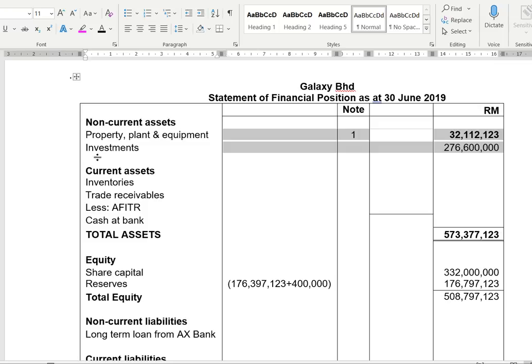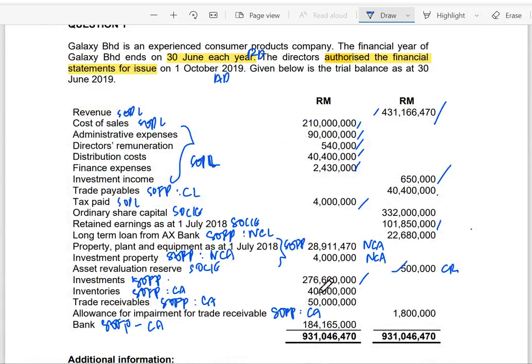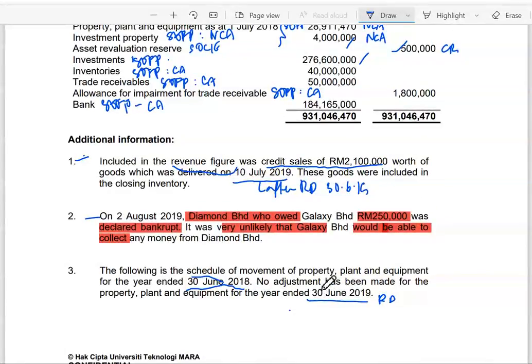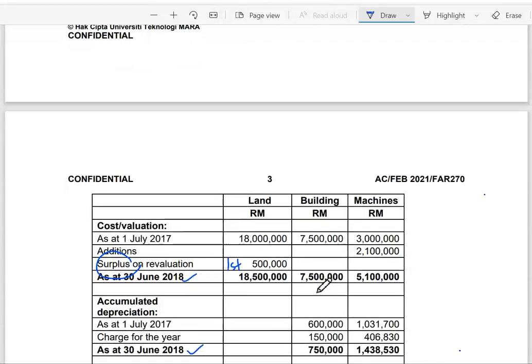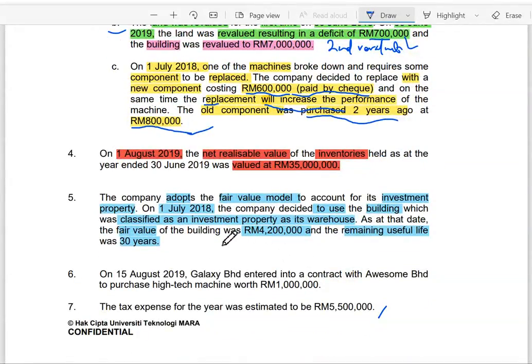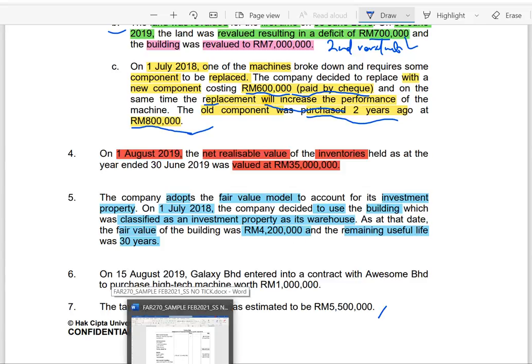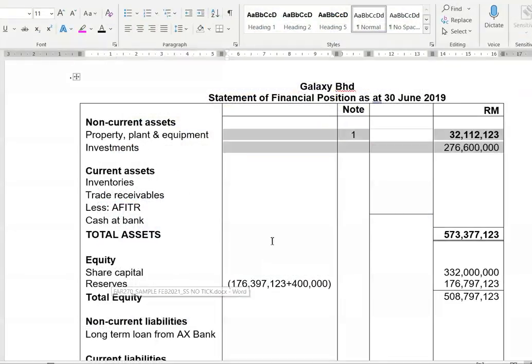So there are no more investment property. At first, there was an investment property, right, which is the amount that you have here, the investment property of 4 million. But if you look at the adjustment that we have done much earlier, the investment property has already been transferred in terms of its use. So there is no more investment property because that has been reclassified as a PPE. So there is no investment property. I have already done the adjustment showing why.